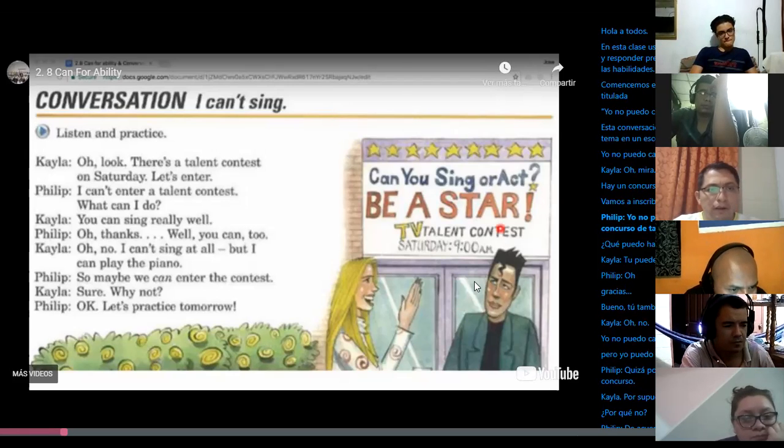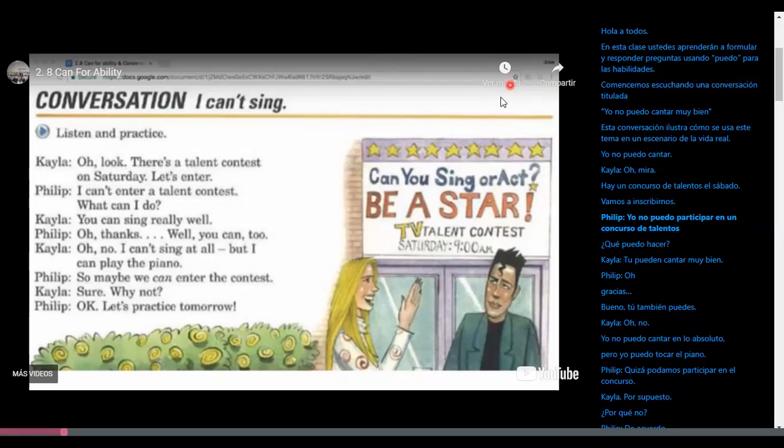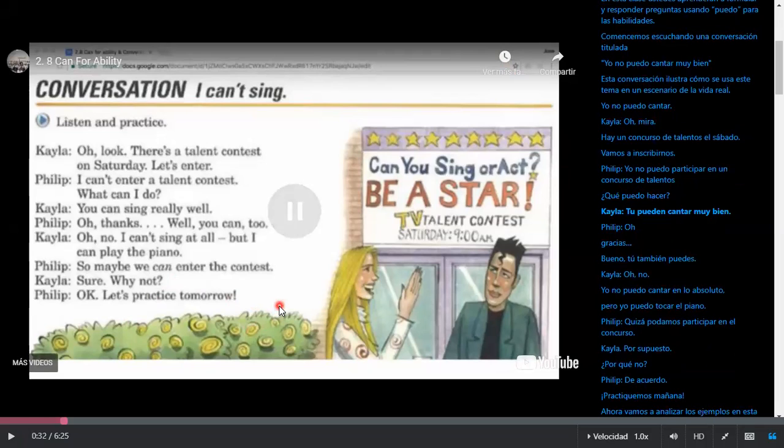Iniciamos entonces. Oh, look, there's a talent contest on Saturday. Let's enter. I can't enter a talent contest. What can I do? You can sing really well. Oh, thanks. Well, you can too. Oh, no. I can't sing at all, but I can play the piano. So maybe we can enter the contest. Sure, why not? Okay, let's practice tomorrow. What can I do? You can sing really well.